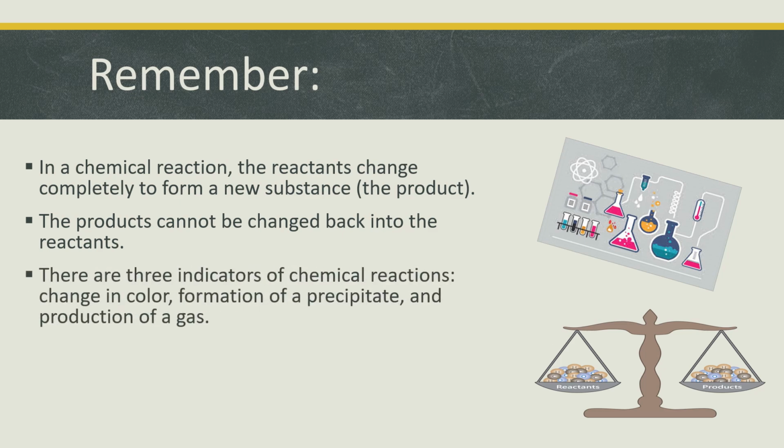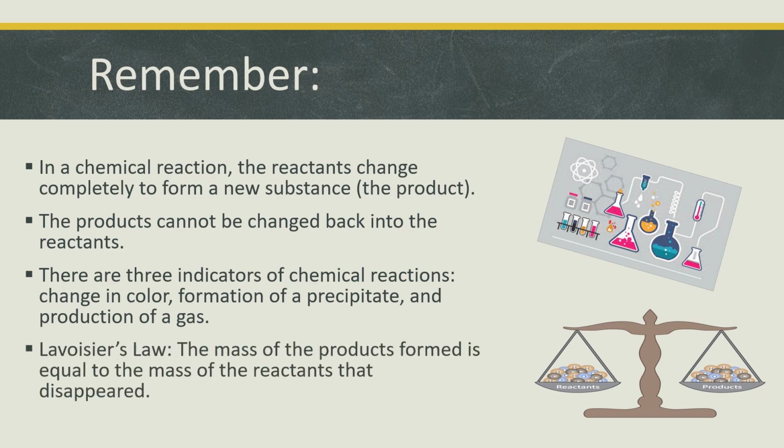We also learned that there are three indicators of chemical reactions. They are a change in color, a formation of a precipitate, and a production of a gas. Finally, we talked about Lavoisier's law, or the law of conservation of matter. The mass of the products that are formed is equal to the mass of the reactants that have disappeared.